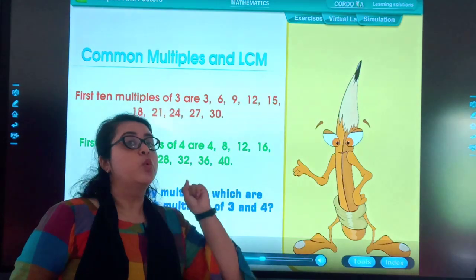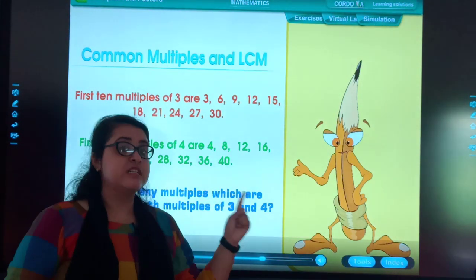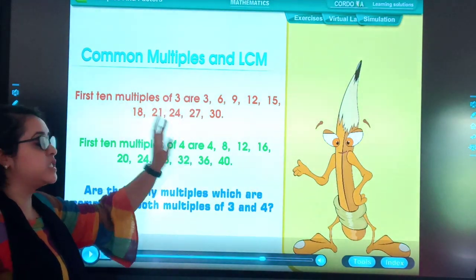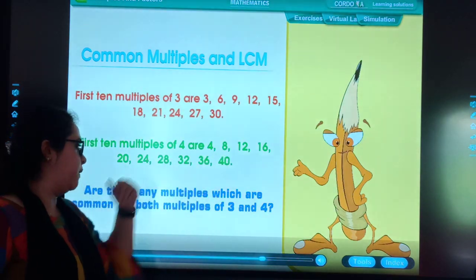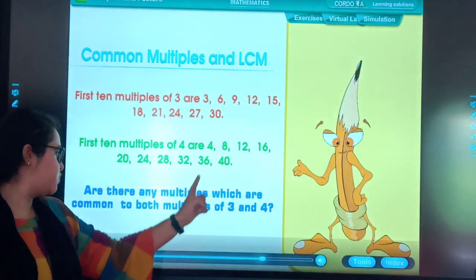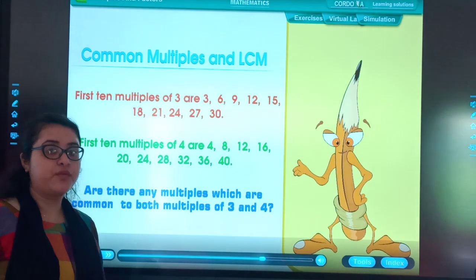Common multiples and LCM. First 10 multiples of 3 are 3, 6, 9, 12, 15, 18, 21, 24, 27, 30. First 10 multiples of 4 are 4, 8, 12, 16, 20, 24, 28, 32, 36, 40. See this pencil? What was this pencil teaching? This pencil was saying to you that the first 10 multiples of 3 are here and the first 10 multiples of 4 are here. Now this pencil is asking a question to you, that is, are there any multiples which are common to both the multiples of 3 and 4?